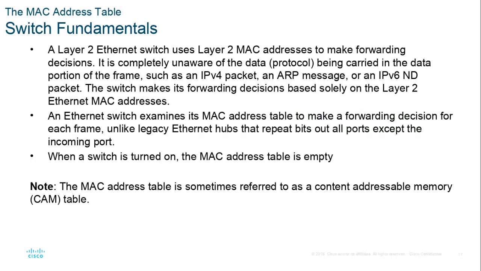Now let's look at the MAC address table. Inside of an Ethernet switch is a special type of physical memory called content addressable memory. It's similar to RAM, but it's called CAM because it does super fast lookups for numbers. So they use it in switches. A layer 2 Ethernet switch uses layer 2 MAC addresses to make its forwarding decision. The switch really doesn't care about the upper layer data being carried in the Ethernet frame. It could be an IP version 4 packet, or it could be anything. He's going to make his forwarding decision just based upon the layer 2 destination MAC address.